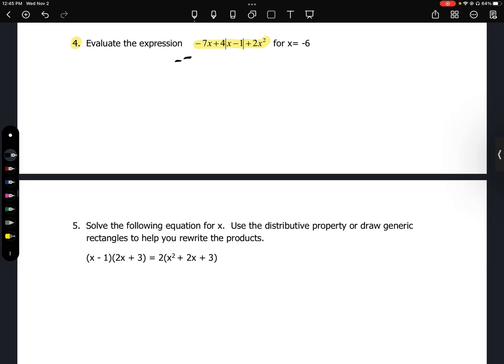Let's do that first. And make sure that when you are plugging it in that you are careful. I like to put parentheses around the numbers that I plug in. So the absolute value of -6 minus 1, absolute value.